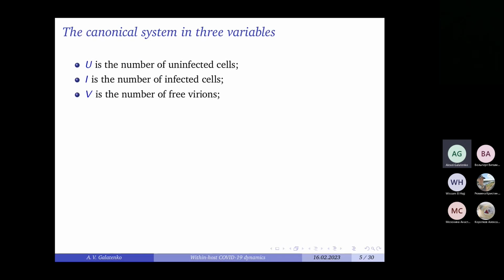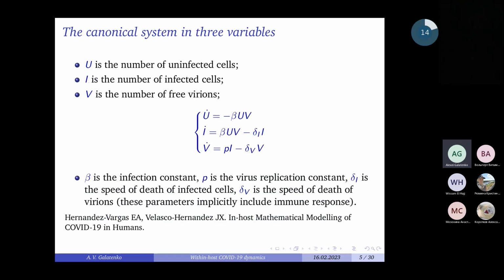The canonical system in 3 variables that describes within-host dynamics is the following. Let U be the number of uninfected cells, I be the number of infected cells, and V be the number of free virions.